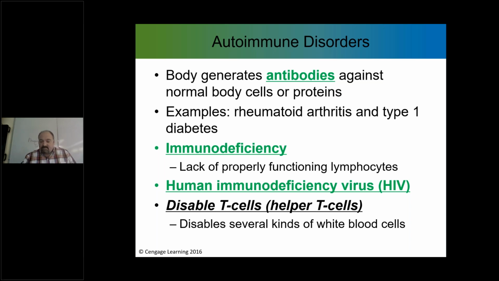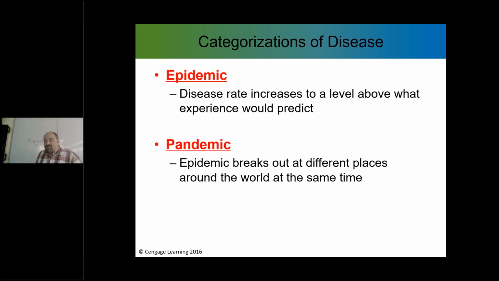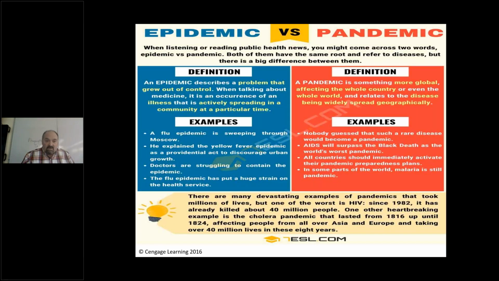Last two slides here. So the terms, and specifically because of what we've been dealing with, epidemic and pandemic. An epidemic is when the disease rate increases to a level above what experience would predict. It starts spreading throughout the population. The pandemic is when the epidemic breaks out at different places around the world at the same time. So it's a global event, a pandemic.